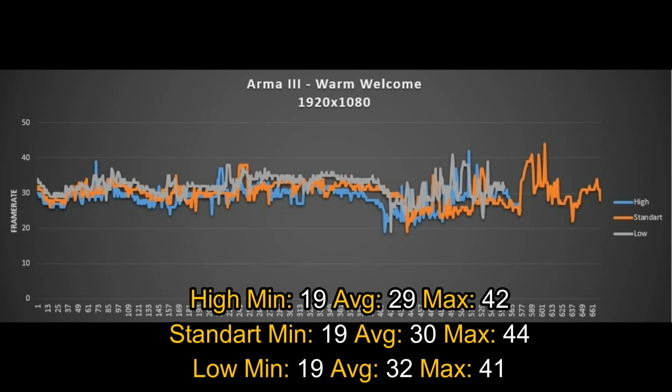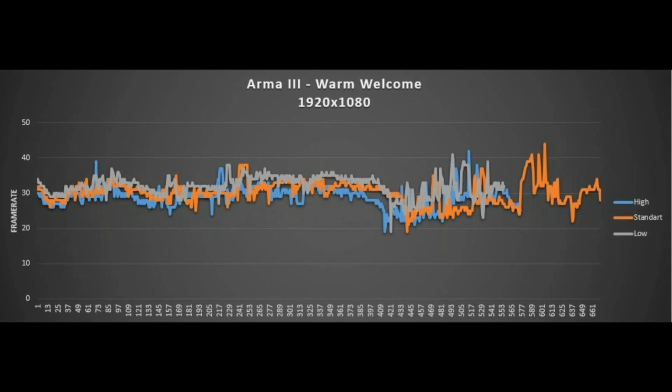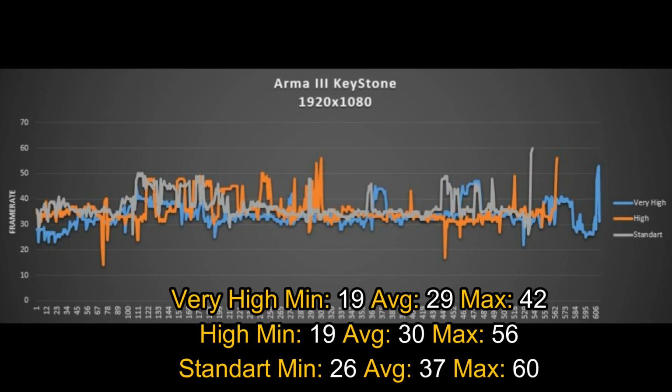But well, this was the Warm Welcome. I think it should be fair to try out other levels, and the Warm Welcome was the second level of the DLC. The Keystone is the first one, and I decided to try different settings than in the Warm Welcome. This is with very high, and the high settings seem mostly the same, and on the standard it boosts the performance a little. But either way, it doesn't stop us from going lower than 30s.